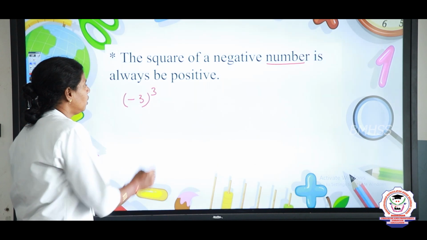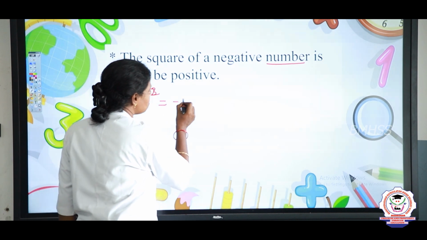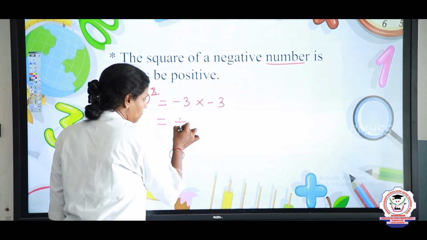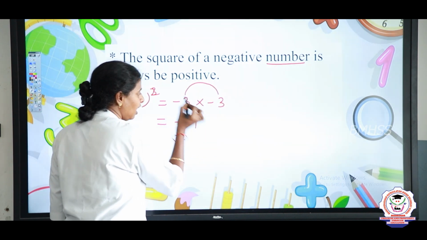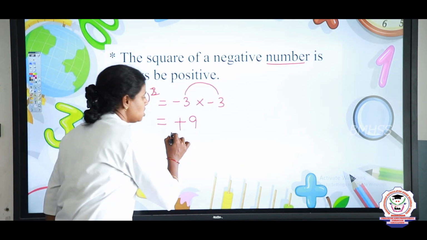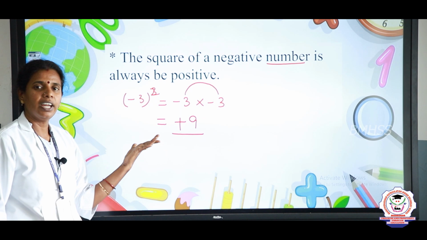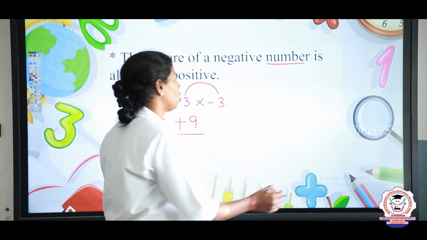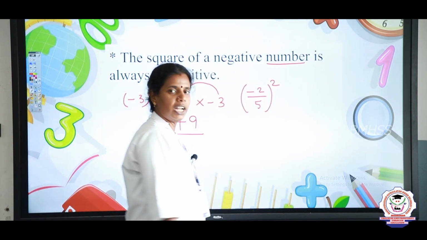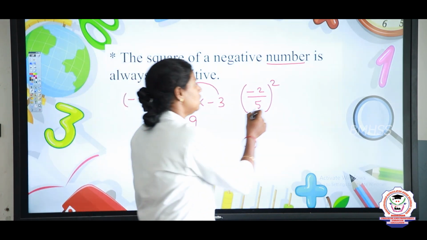Minus 3 square I can express as minus 3 into minus 3. Minus into minus will be plus, and 3 3s are 9. Is it clear? So the square of a negative number is positive. Not only for a whole number or an integer, we can find it for a decimal number or a rational number also. For example, minus 2 by 5 whole square. It is a negative rational number. If we find the square of the negative rational number, the answer will always be positive.